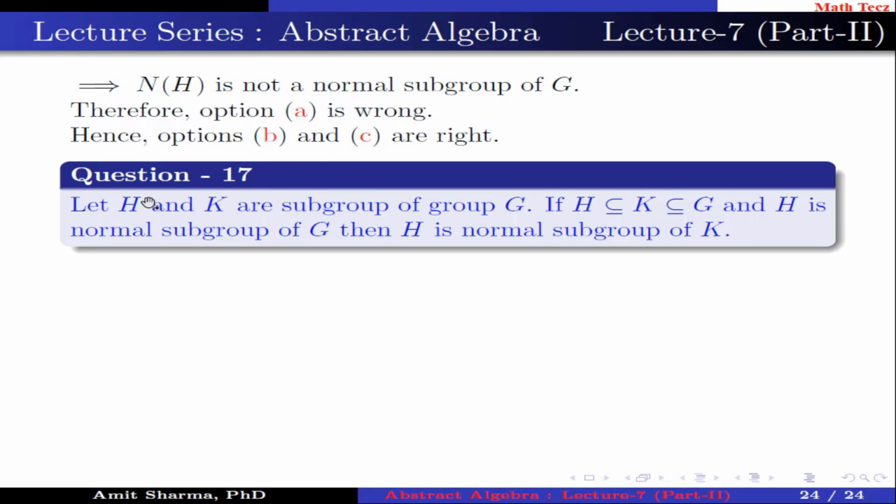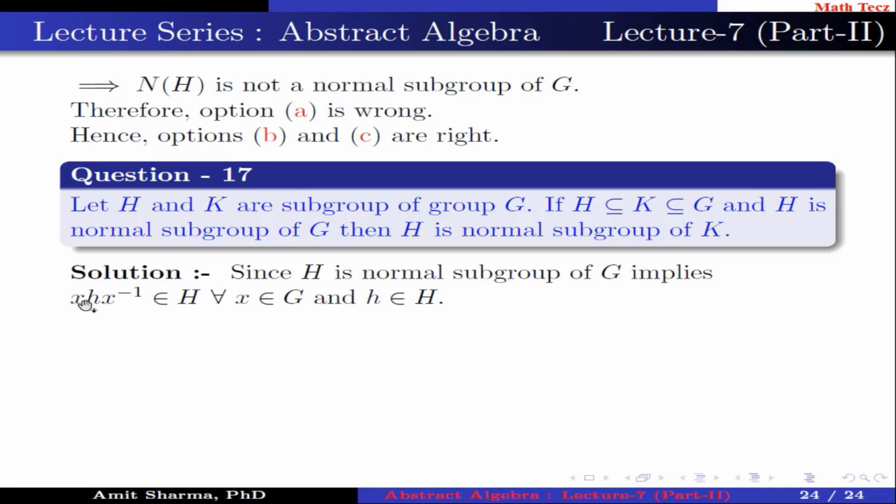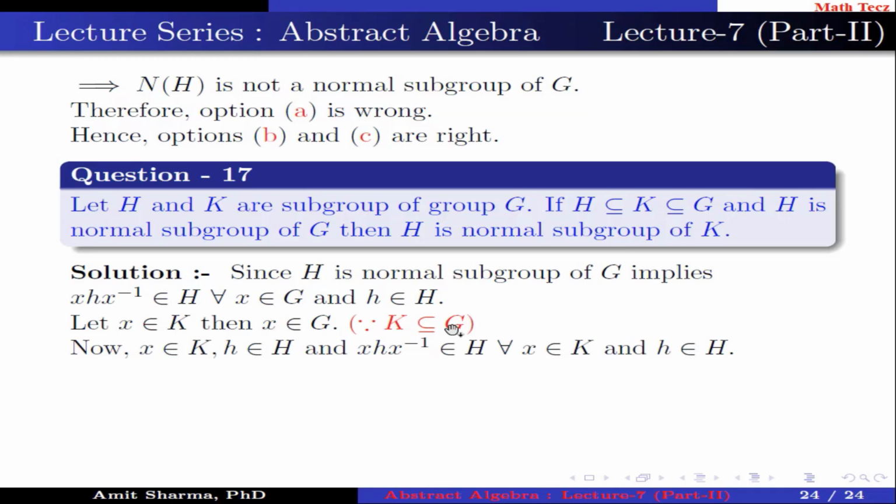Question number 17. Let H and K are subgroup of group G. If H is contained in K, K is contained in G, and H is normal subgroup of G, then H is normal subgroup of K. Since H is normal subgroup of G, implies X h X inverse belongs to H, for all X belongs to G, and h belongs to H. Let X belongs to K, then X belongs to G, because K is contained in G. Now X belongs to K, h belongs to H, and X h X inverse belongs to H, for all X belongs to K, and h belongs to H, implies H is normal subgroup of K.